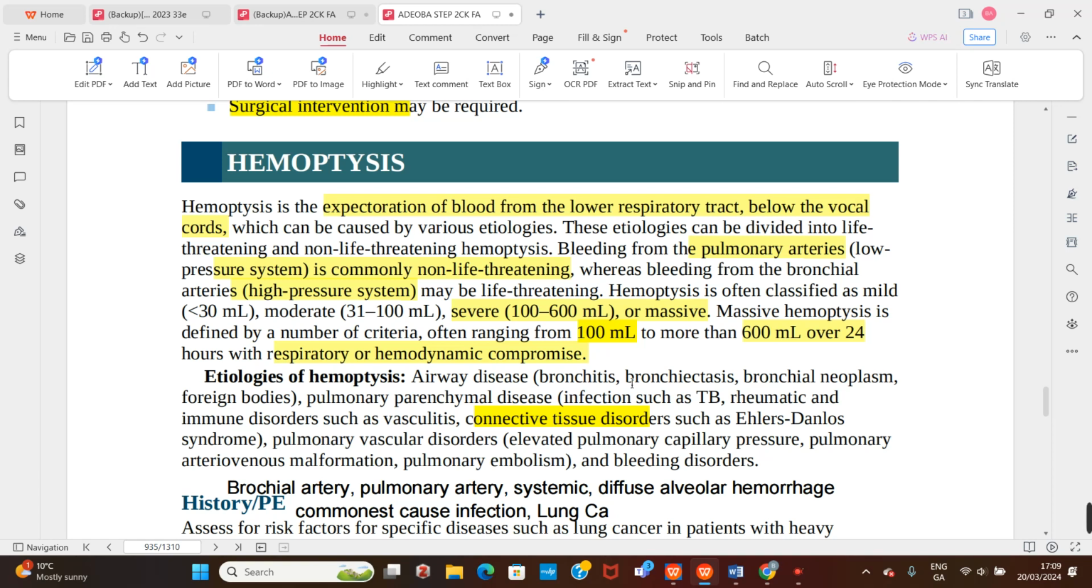But most of the time, we'll talk about life-threatening bleeding. And for life-threatening bleeding, you are not attaching any volume. You are just saying somebody has life-threatening bleeding if that person has features of respiratory compromise or hemodynamic compromise. Maybe the person is having hypoxemia, the person is having distress, or the person is already in shock. That is life-threatening, an emergency, and you are going to manage accordingly.